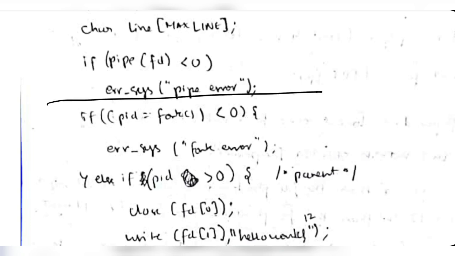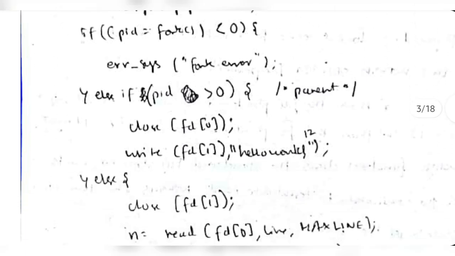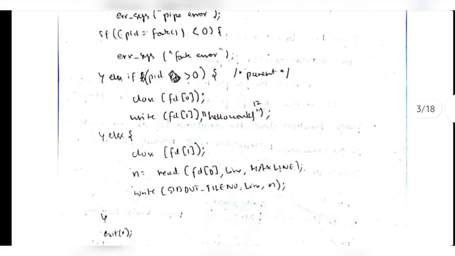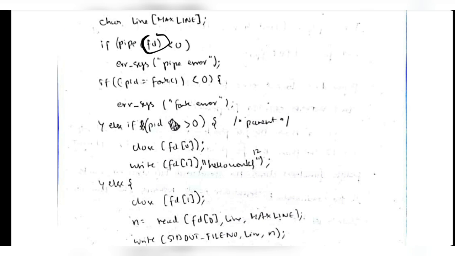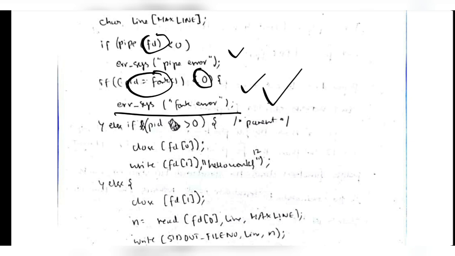The first one is if pipe of fd is less than 0, it's a pipe error. Whenever the fd's value is less than 0, it will be a pipe error. One thing we have understood: fd should always be greater than or equal to 0. Next it says, if pid is equal to fork and is less than 0, whenever it's less than 0, it is an error. Here fd is less than 0, but here pid is less than 0. In that case also we have to output an error. If both are not true, at that time we will come to the final part, which is the else part.